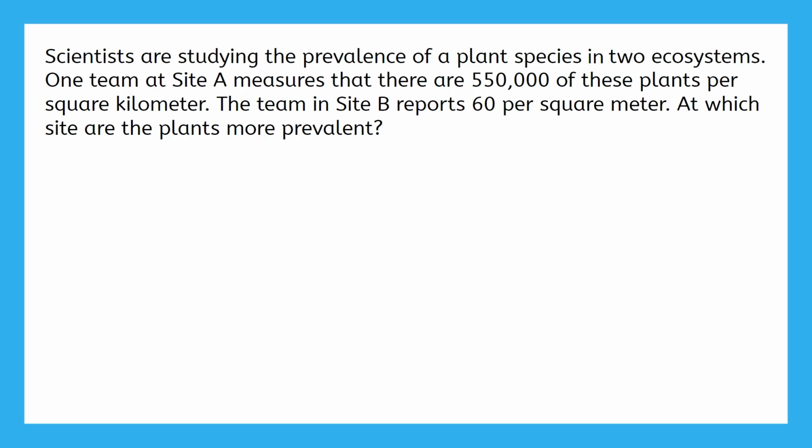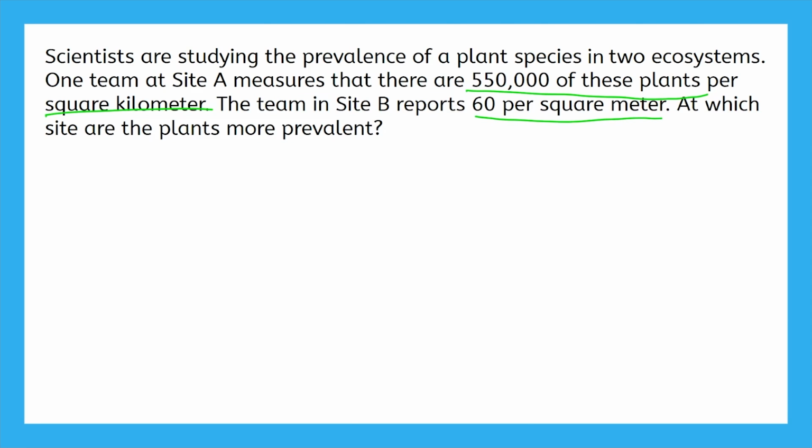All right, let's look at this one. Scientists are studying the prevalence of a plant species in two ecosystems. One team at Site A measures that there are 550,000 of these plants per square kilometer. The team in Site B reports 60 per square meter. At which site are the plants more prevalent? 550,000 plants per square kilometer and 60 plants per square meter.